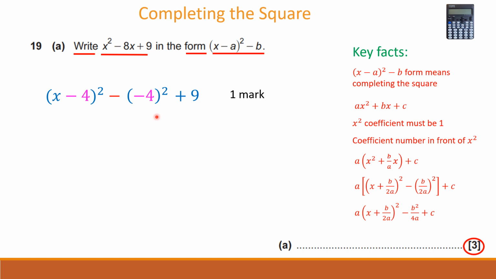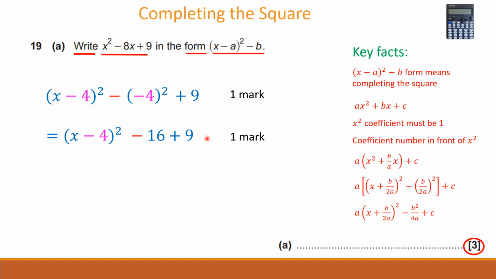So this minus 4 is always squared as well. Plus 9, which is the number on the end. So whatever term is here after the x is the same term that appears over here. Now I've got to square this minus 4. So negative 4 times negative 4 is going to be positive 16. So I'm going to end up with x minus 4 all squared, take away 16, plus 9.